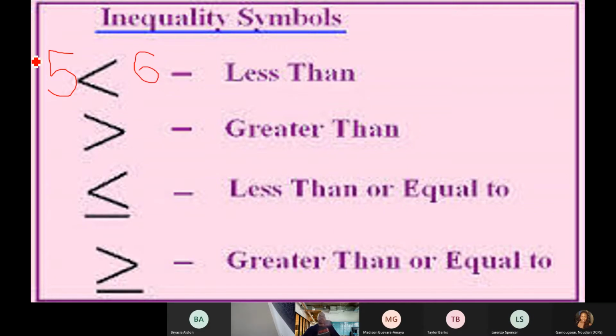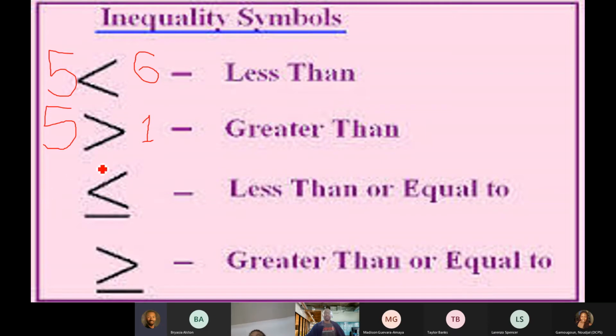What about this one? What about down here? 5 is greater than what? What's a number that would make this inequality true? 1. 5 is greater than 1. Very true, very true.